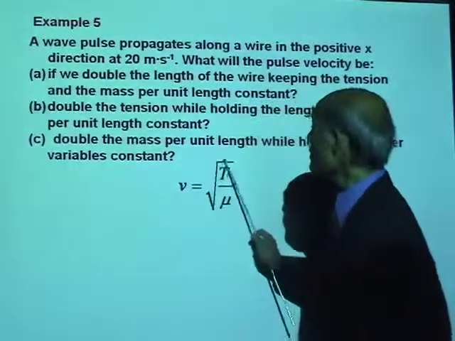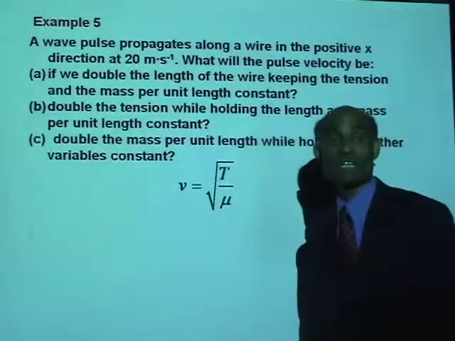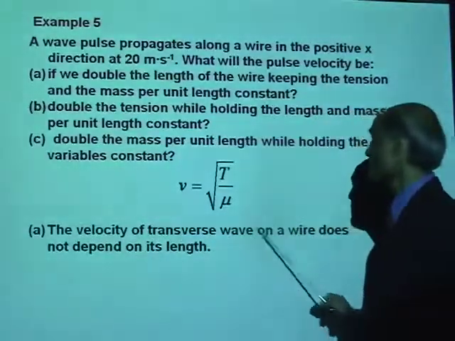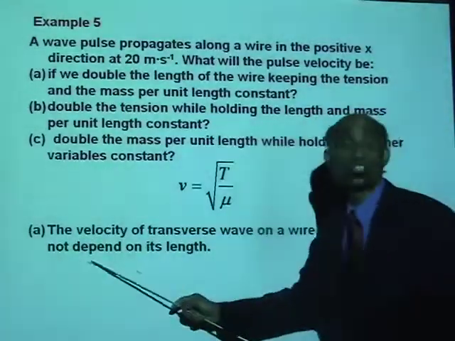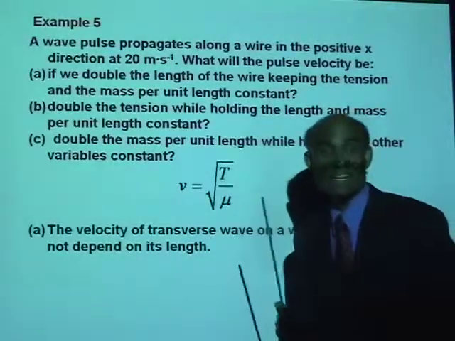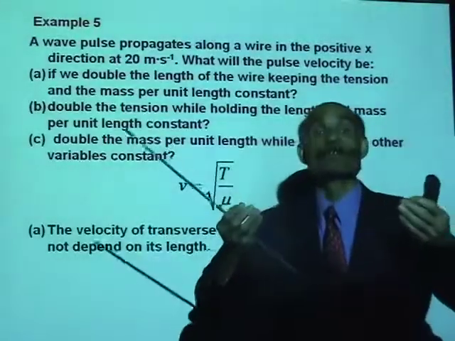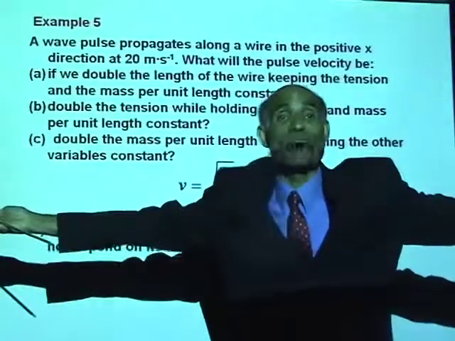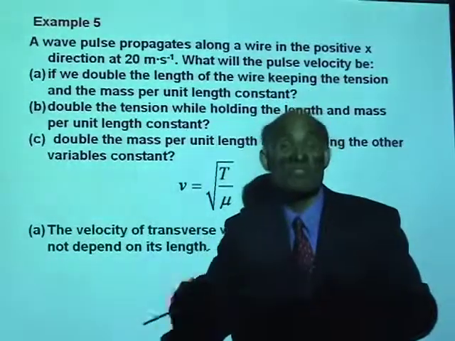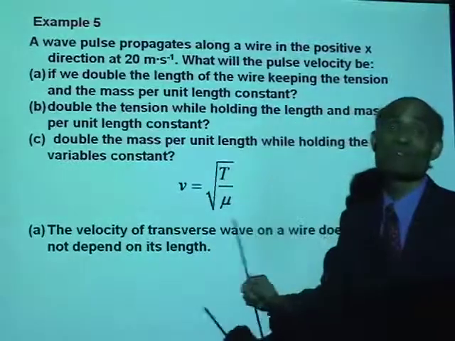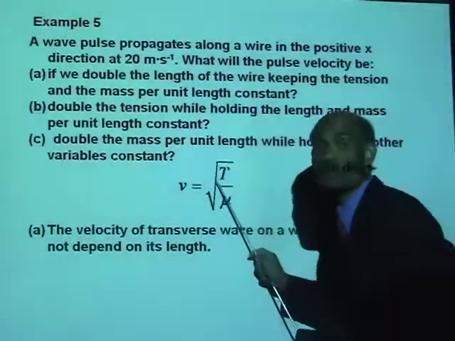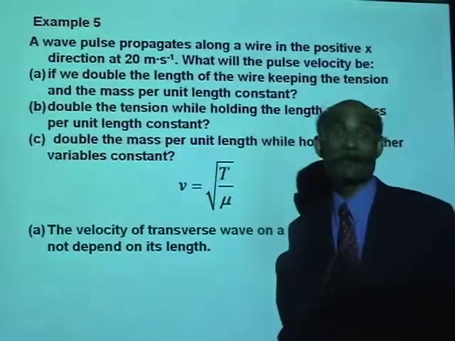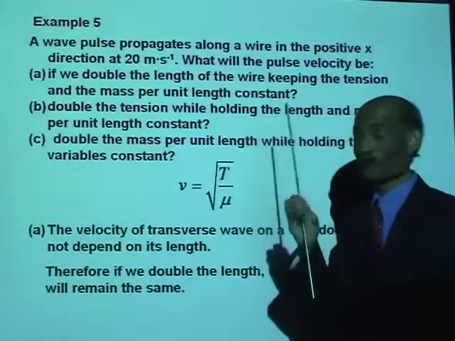Alright, V equal to square root of T over mu. The velocity of transverse wave on a wire does not depend on its length. Therefore, if you made the length twice or 3 times or 100 times, it will not affect the speed of waves on that wire, because the speed depends only on the tension and the mass per unit length.